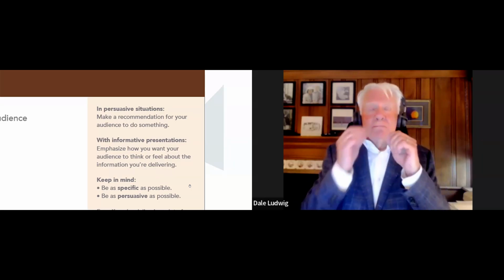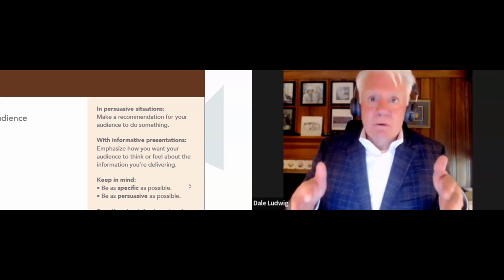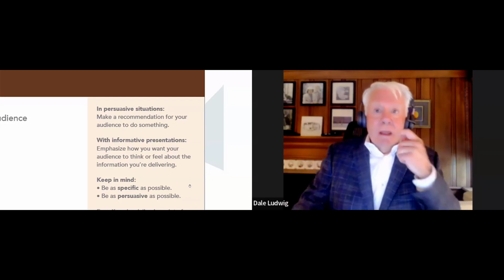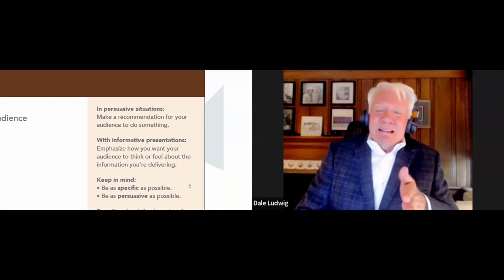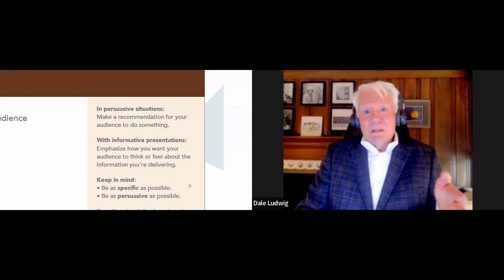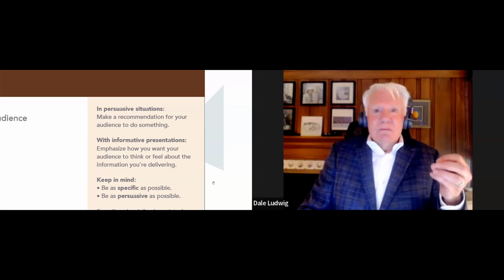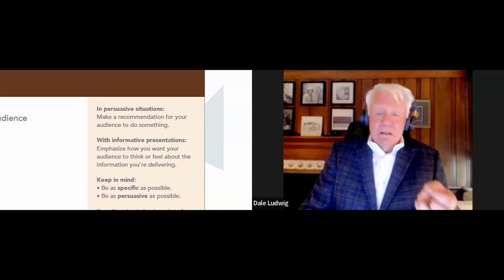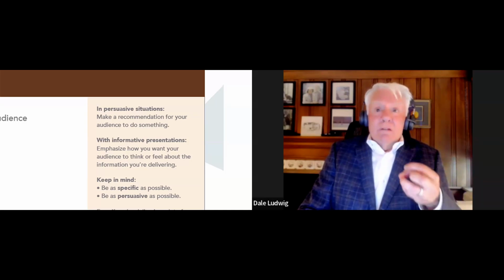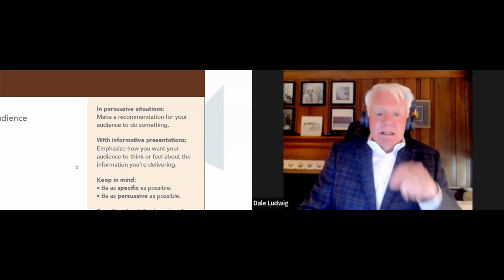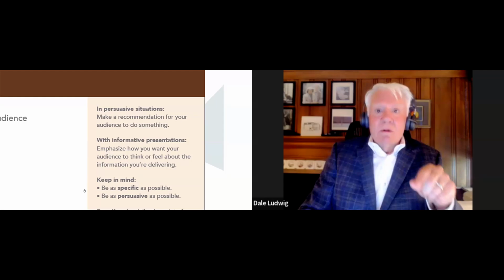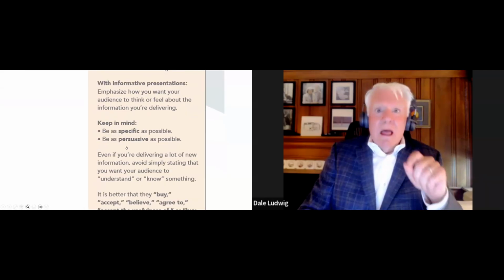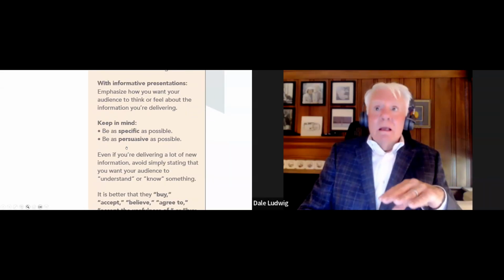But first of all, I think every presentation is persuasive to a certain degree. It's that in those informative situations, sometimes in persuasive situations, there's a lot of new information being delivered. But always consider the information as being part of some sort of persuasive goal. You want to make sure, as it says here, you want to be as specific as possible and as persuasive as possible. How do you want them to think?